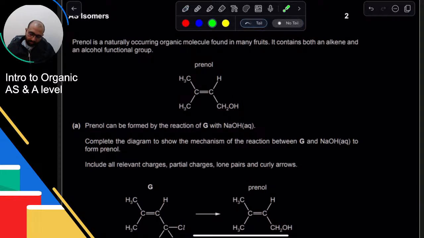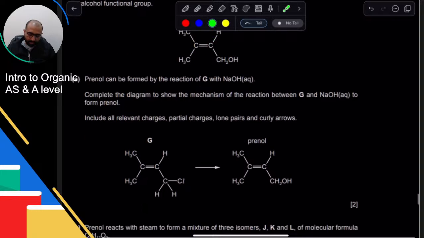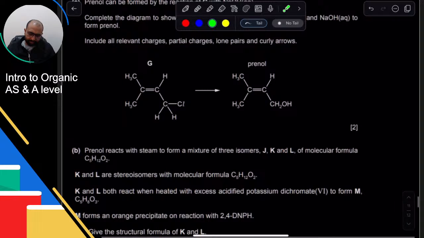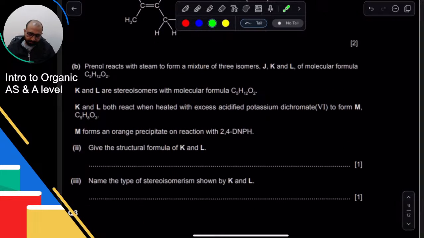Prenol. Prenol is a naturally occurring organic compound found in many fruits. It contains both an alkene, which is here, and an alcohol function, which is here. Prenol can be formed by the reaction of G with NaOH. Complete the diagram to show the mechanism of reaction. Again, mechanism हम कल देखेंगे. आज के लिए हम इस पे focus करते हैं.